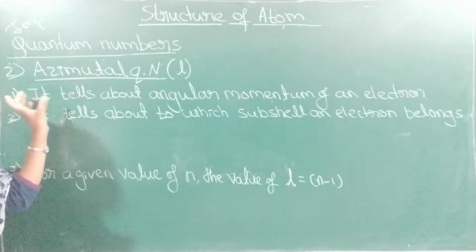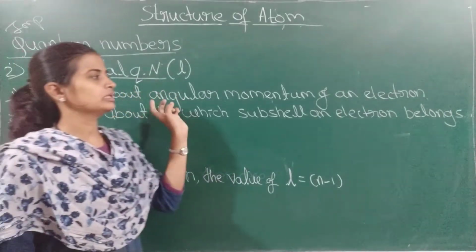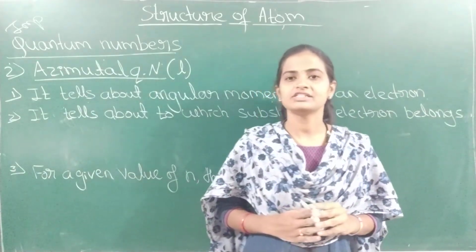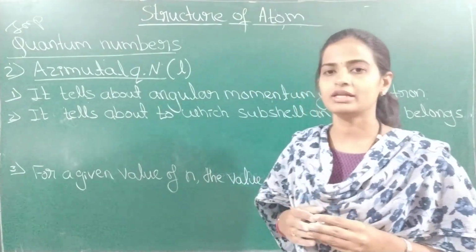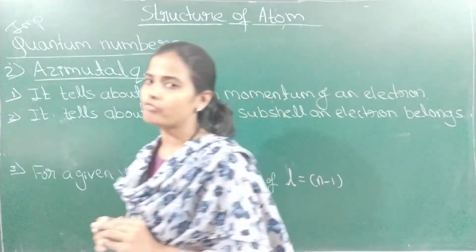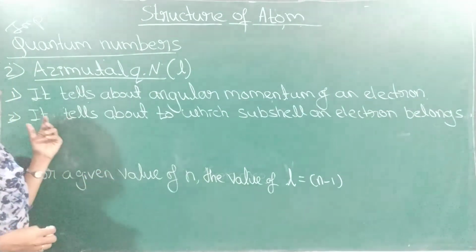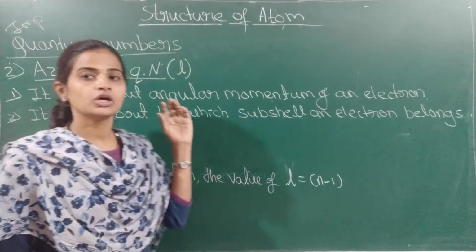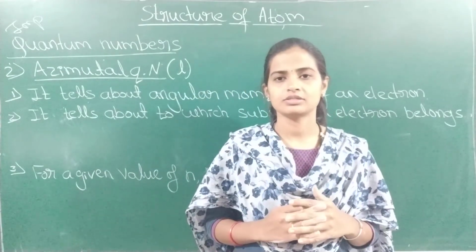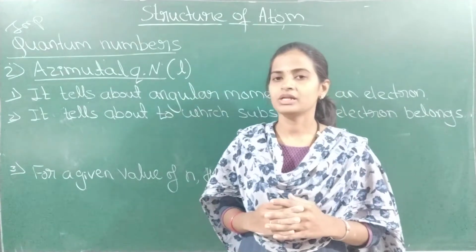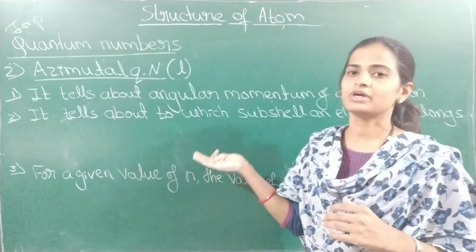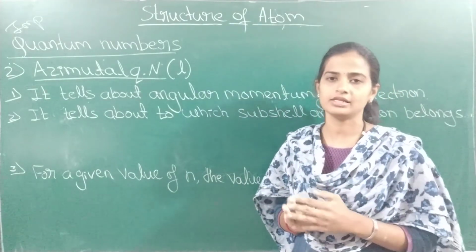The azimuthal quantum number gives information about the angular momentum of an electron. As its name itself tells, it is the angular momentum quantum number. Then what else does it give information about? It gives information regarding which subshell an electron belongs to. The principal quantum number gives information about which shell an electron belongs to, and the azimuthal quantum number gives information about which subshell an electron belongs to.